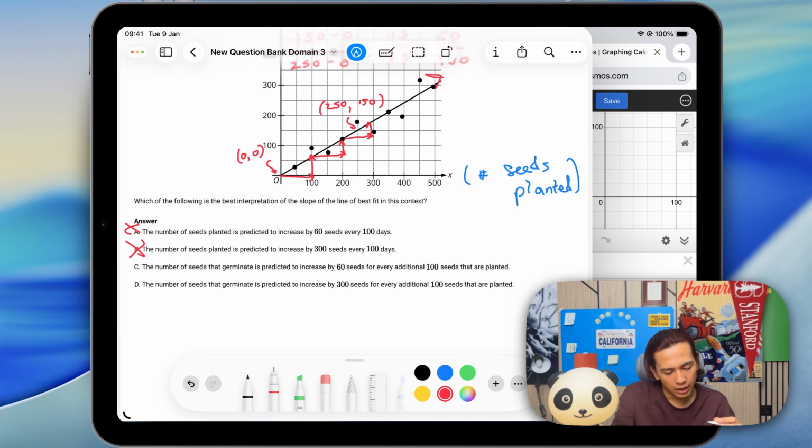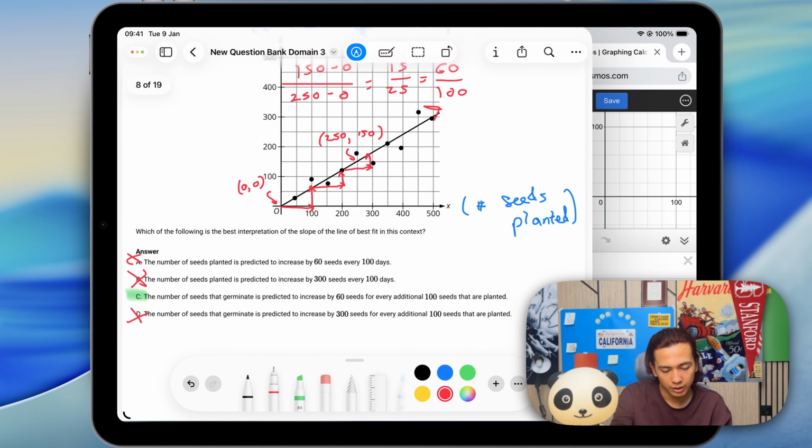Yeah. The number of seeds that germinate is predicted to increase by 60 seeds for every additional 100 seeds that are planted. Oh yeah. Every 100 seeds, 60 seeds will germinate. So the probability of your plant germinating is going to be like 0.6 every time, right? The number of seeds that germinate is predicted to increase by 300. I don't know where they're getting the 300 there, right?